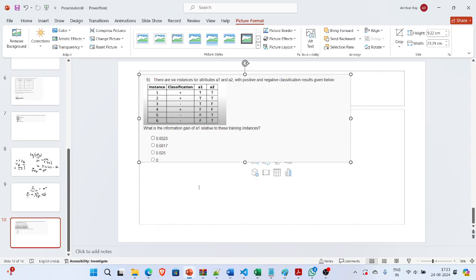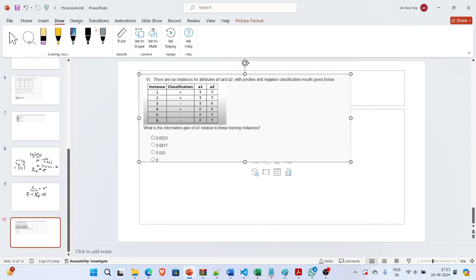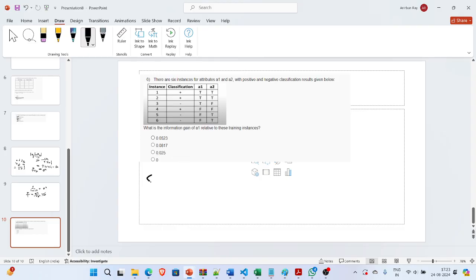So first what we need to do is find the total entropy. Let's denote total entropy by S. What will it be? It is minus of our desirable class, that is plus, that is 3 divided by 6, log of 3 by 6.